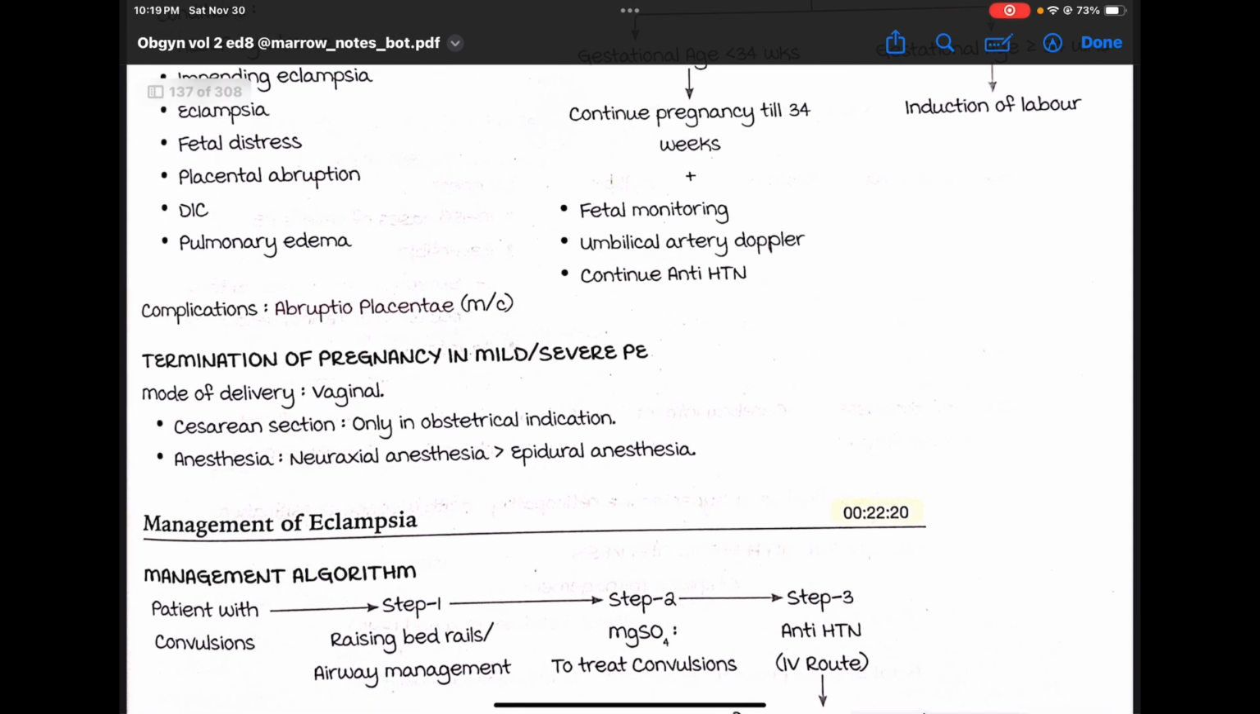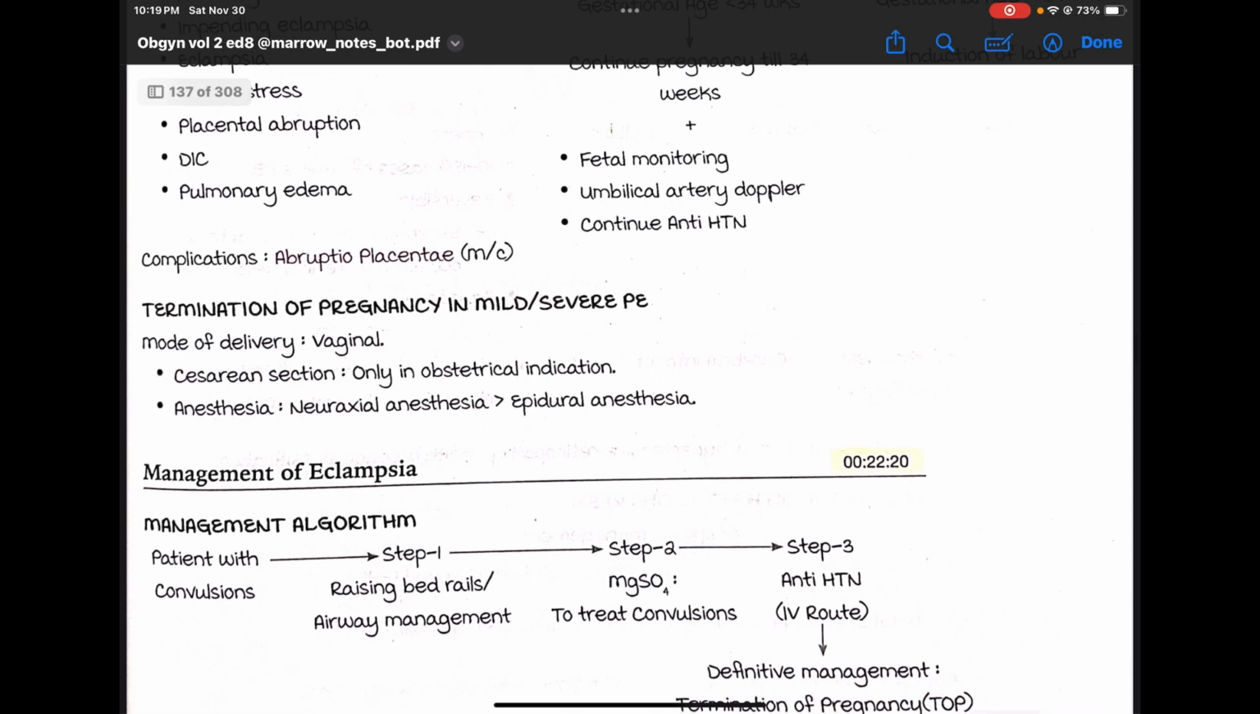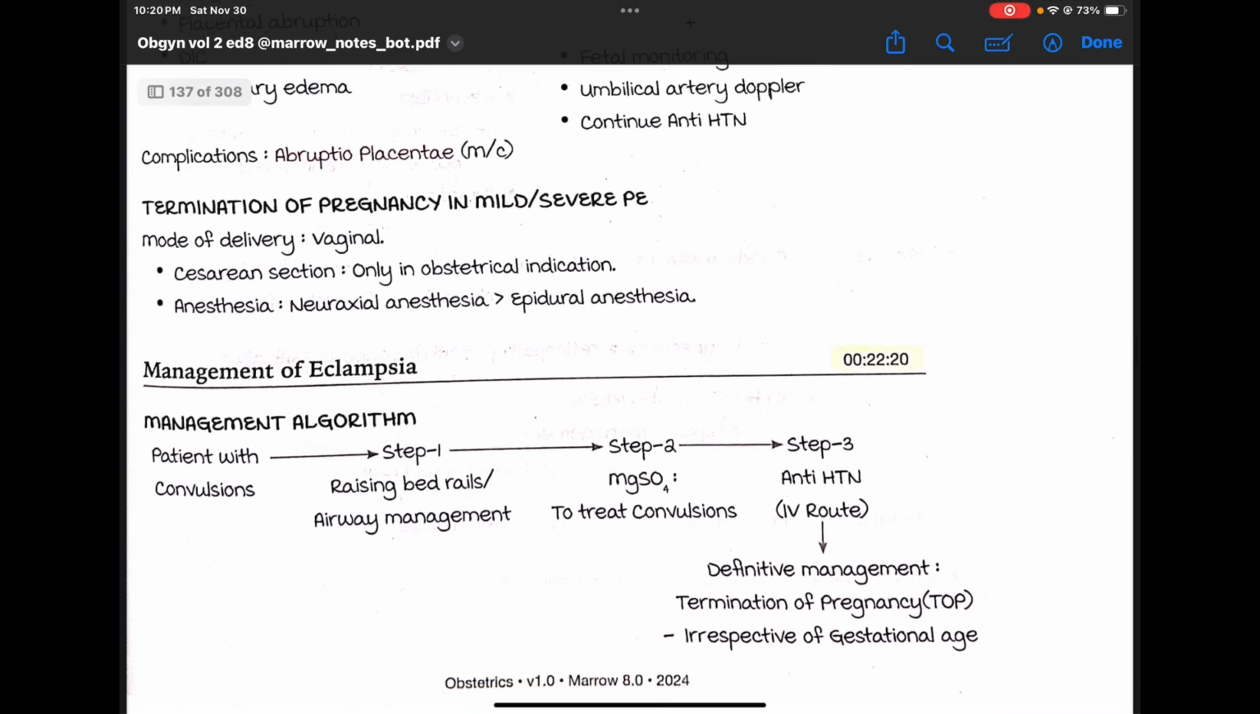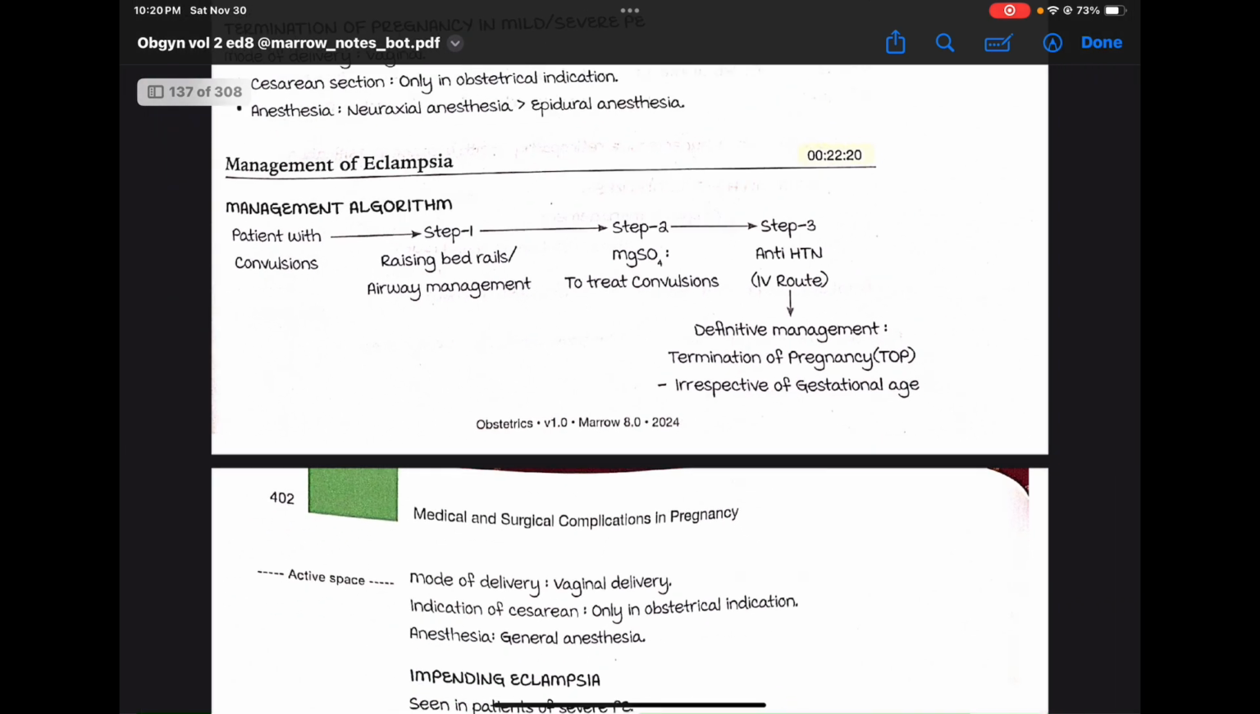Complications: abruptio placentae is most common. Termination of pregnancy in mild and severe preeclampsia. Mode of delivery: vaginal. C-section only for obstetrical indication. Anesthesia: neuraxial anesthesia, more than epidural anesthesia.